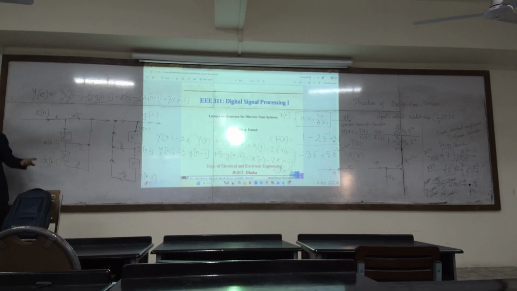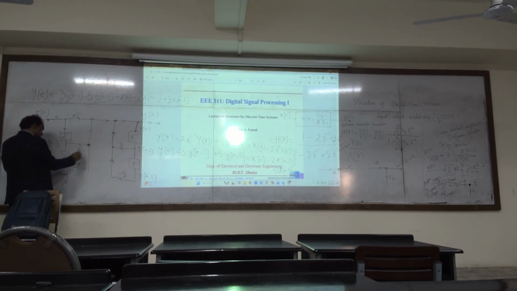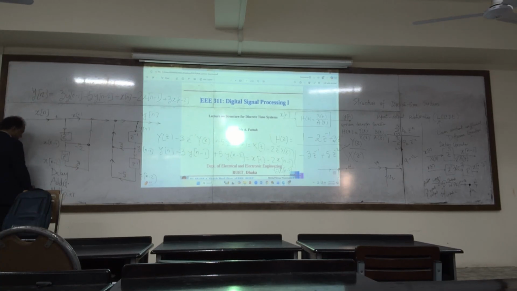You need a breadboard. What else do you need? You need delay. Delay, and then adder. Simple. And what is this? Gain. Gain, exactly. Gain or multiply. Multiply is for gain, obviously.